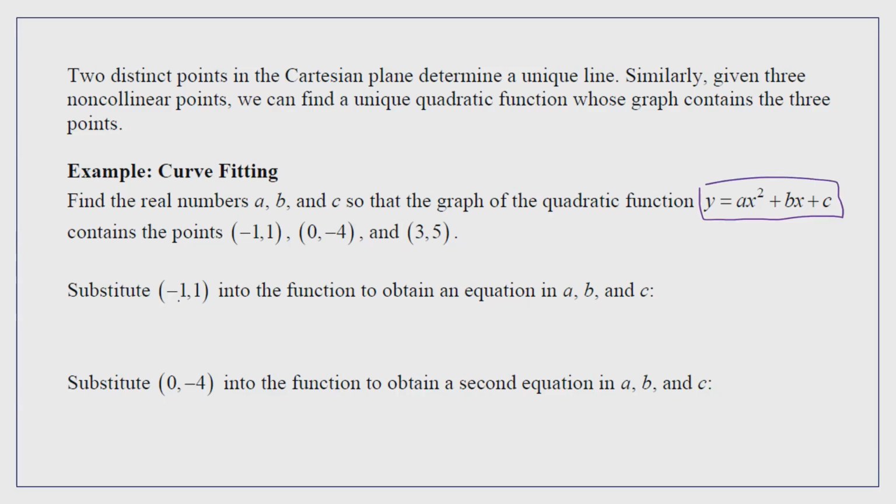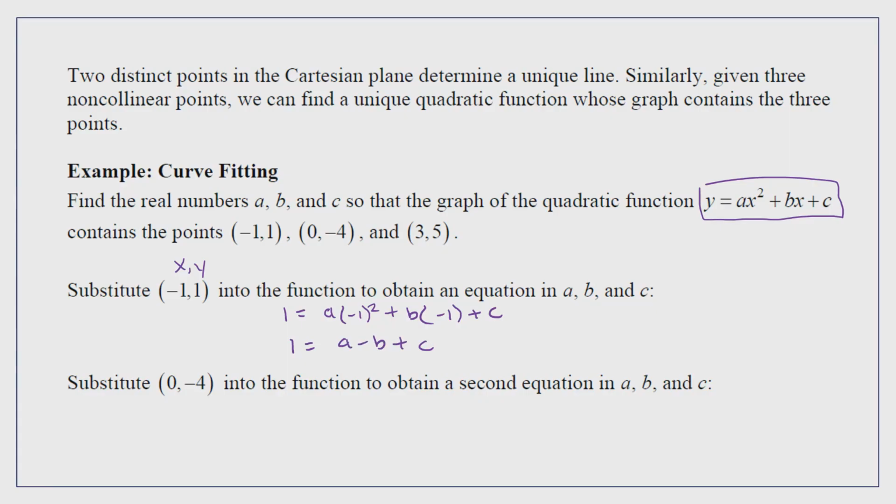Okay, we have our ordered pair, and we're going to substitute in this value. So y is 1, and then x is -1. So we have b times -1 plus c. So simplifying this gets us 1 equals a minus b plus c.